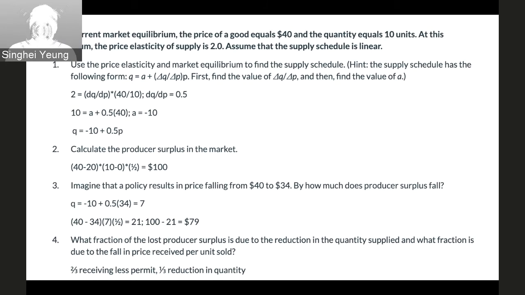For the second part of that question, it asked us to calculate the producer surplus for the market. We did that by just getting the area of the triangle, the bottom triangle if it's for the supply graph. And that came out to $100.